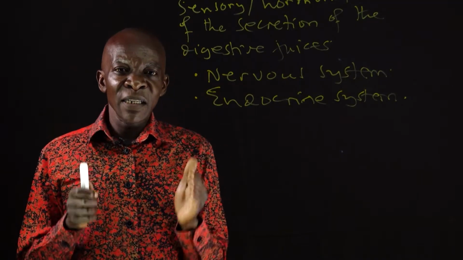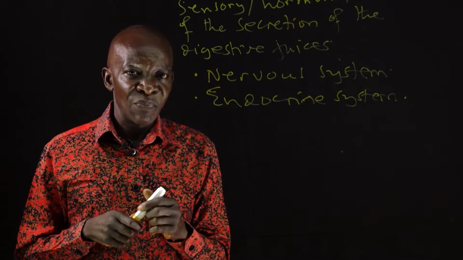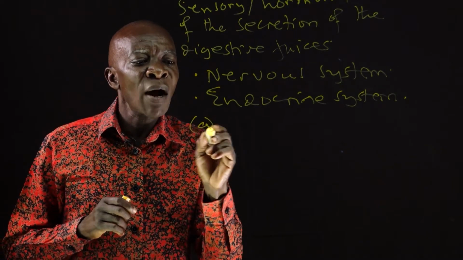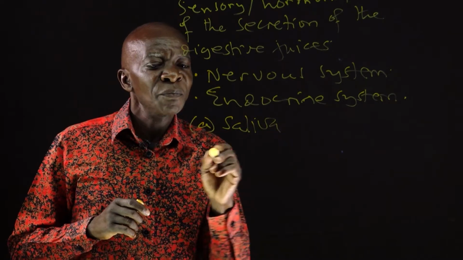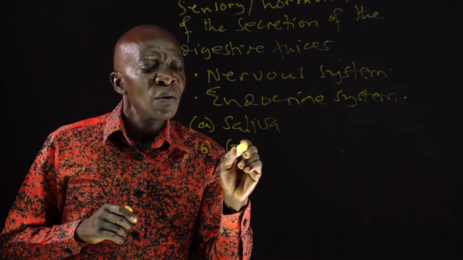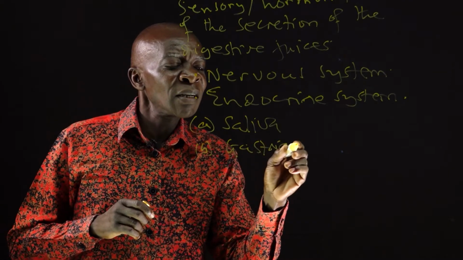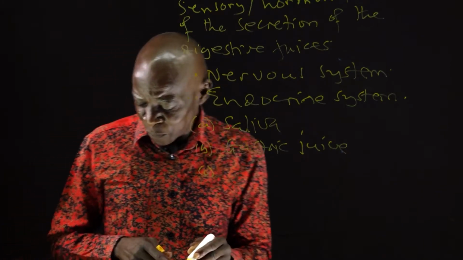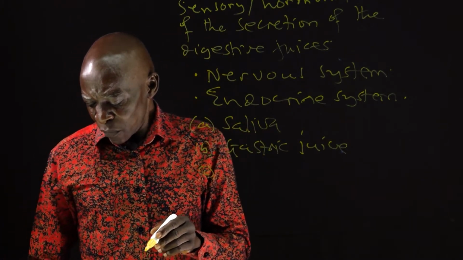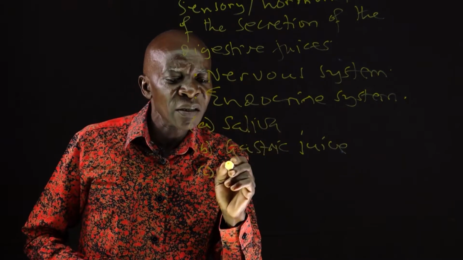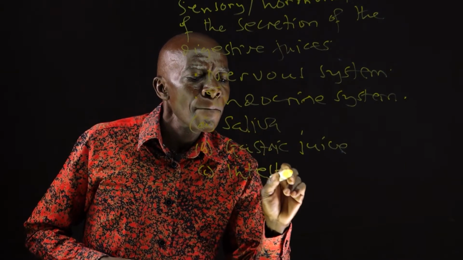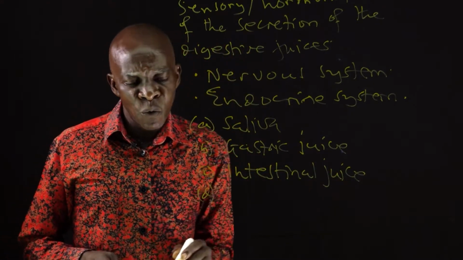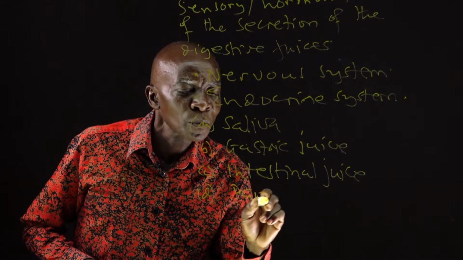And these digestive juices, as we saw, are: one, we have saliva, but also we have gastric juice. The third one, we have intestinal juice. But also we have pancreatic juice.